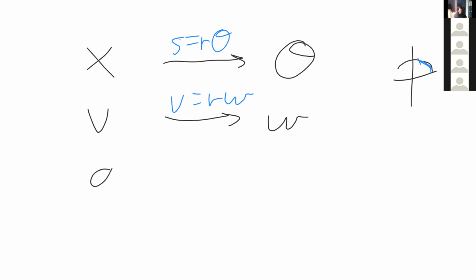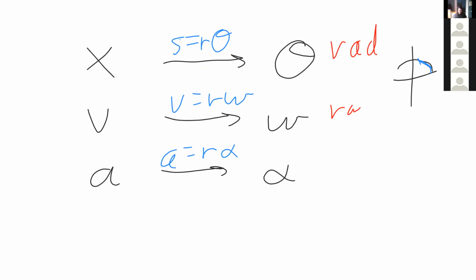And the last one is we have acceleration. Acceleration becomes angular acceleration, alpha. And the relationship there is that our linear acceleration, A, is equal to R alpha. The way that you can remember where the R goes is that the units for theta is radians, the units for omega is radians per second, and the units for alpha is radians per second squared. A radian is a unitless measure. So by multiplying, for instance, radians per second by meters, we end up with meters per second.